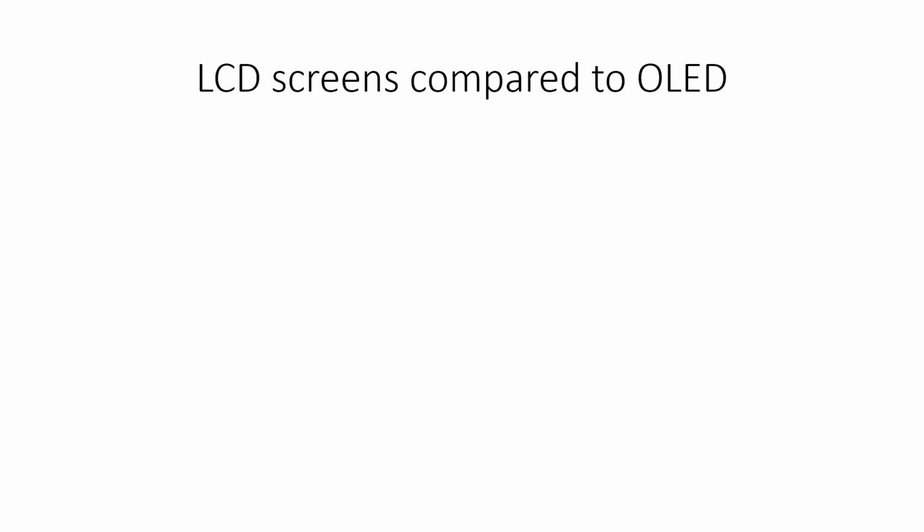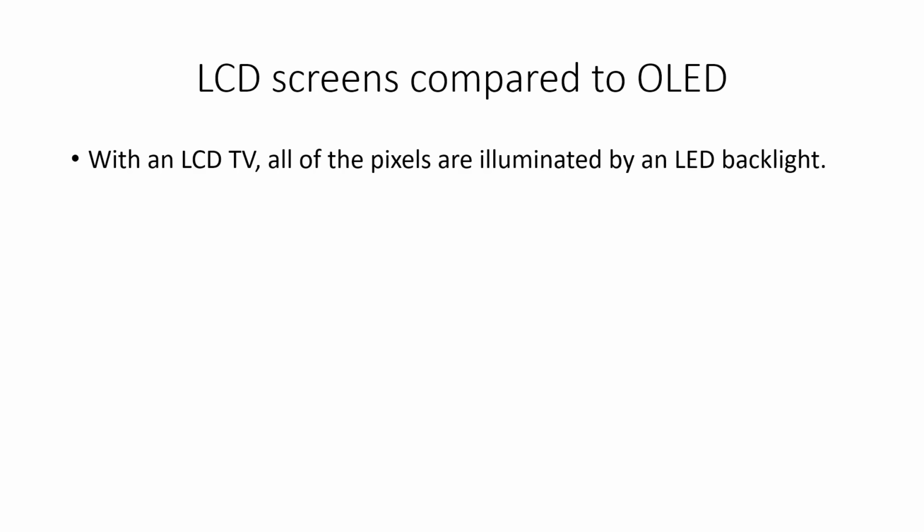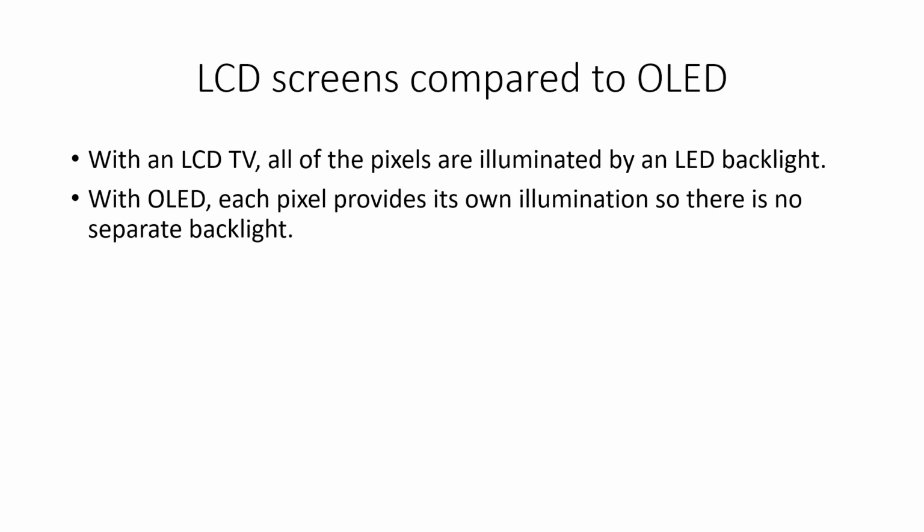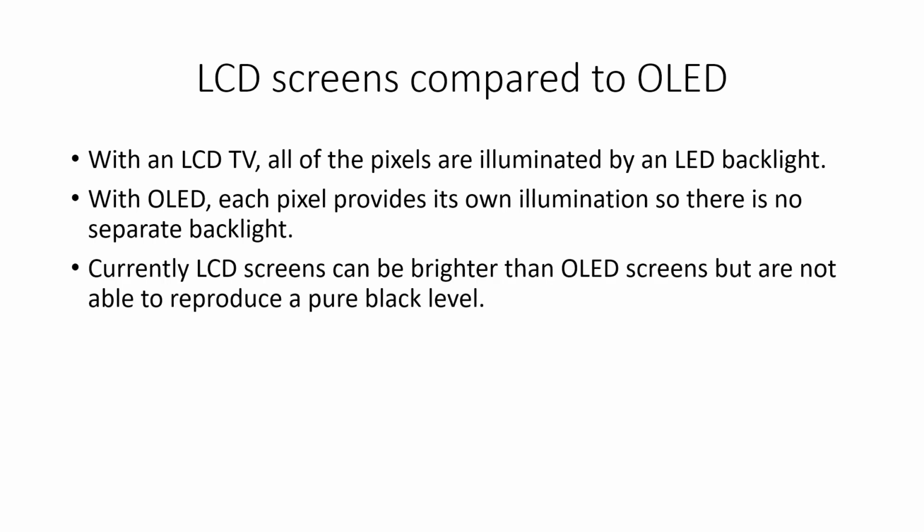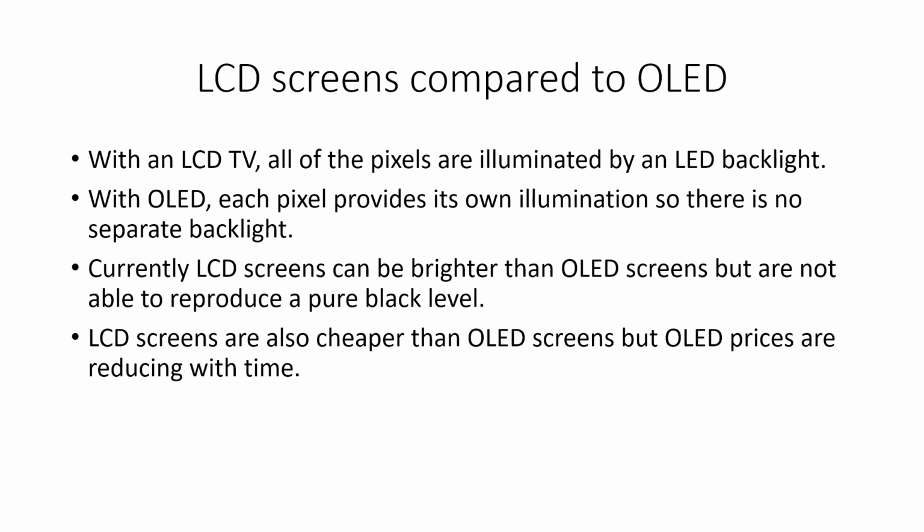Most TV screens at present are either LCD or OLED. With an LCD television, all of the pixels are illuminated by an LED backlight. With OLED, each pixel provides its own illumination, so there is no separate backlight. Currently, LCD screens can be brighter than OLED screens, but are not able to reproduce a pure black level. LCD screens are also cheaper than OLED screens, but OLED prices are reducing with time.